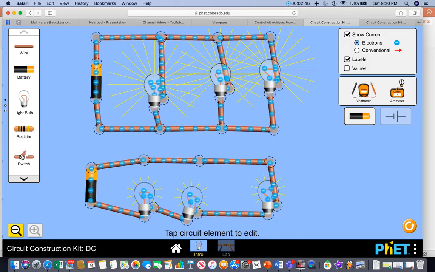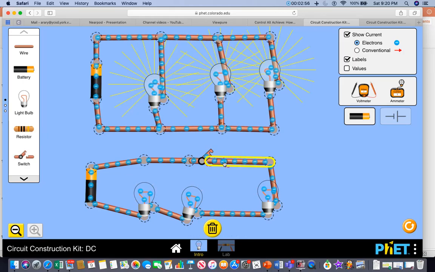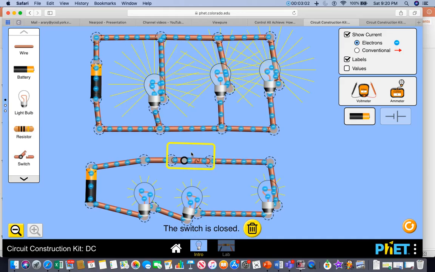Now, when you added this switch, let's say I put a switch. Gotta connect this to my switch. There we go. Notice how when I close the switch, the electricity can flow. When I open the switch, there's a break in the circuit, so nothing can move.